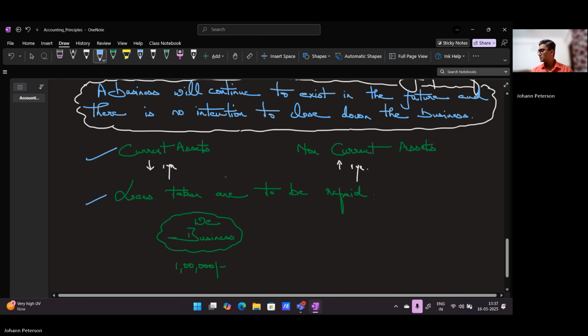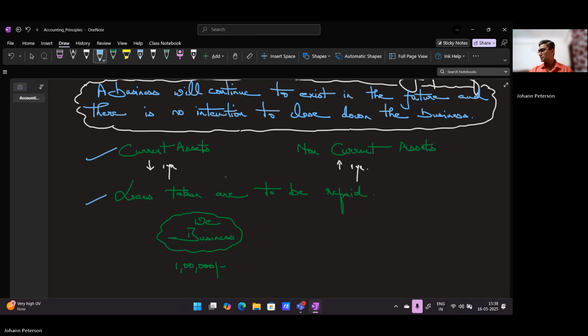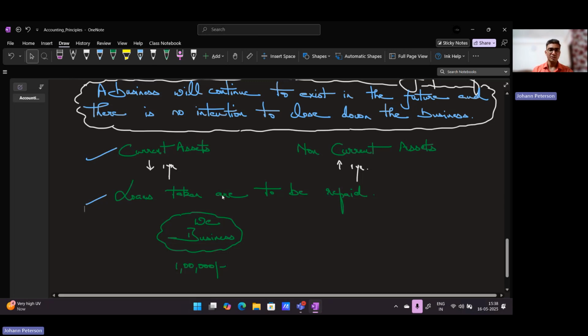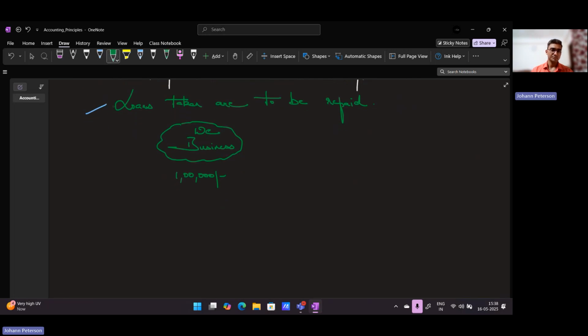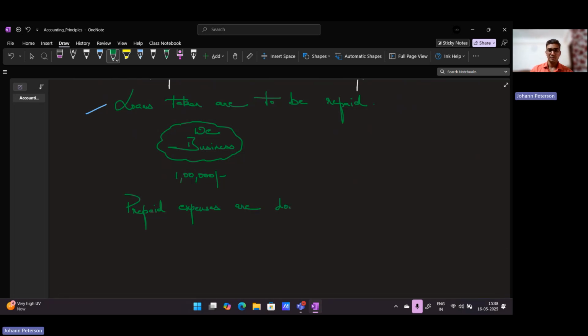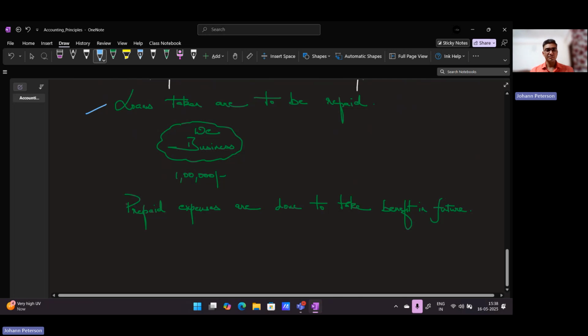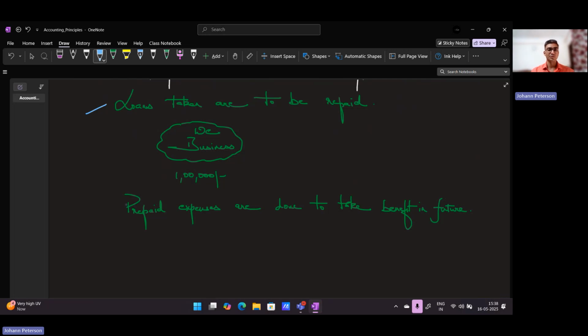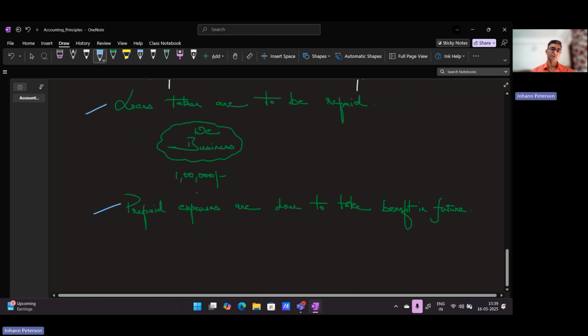We have more examples. We can talk about prepaid expenses. Prepaid expenses are those expenses which we have paid for in advance, and the benefit is going to be obtained in the near future. So prepaid expenses are done to take benefit in future. So if we have some expense that we've paid for beforehand, and we know that our business is going to close up maybe within a year or maybe within half a year, then doing such an expense as a prepaid expense makes no sense. So this is one more reason why we consider our business to continue for a long period of time.